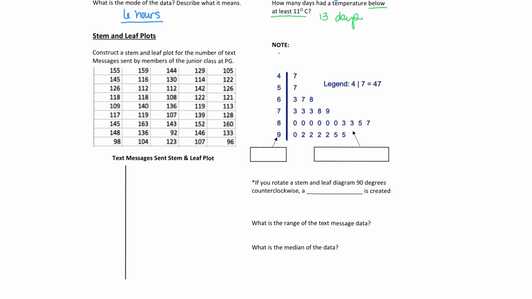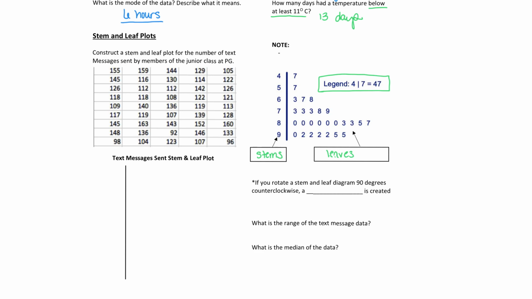So when I'm constructing a stem and leaf diagram, look over to the right. Here I have an example of one. What you have on the left-hand side are called your stems, and on the right you have your leaves. And then you have a legend or a key that tells you how to interpret this. So 4 bar 7 would be equal to 47. I don't have any units here, so I don't really know what these numbers represent.